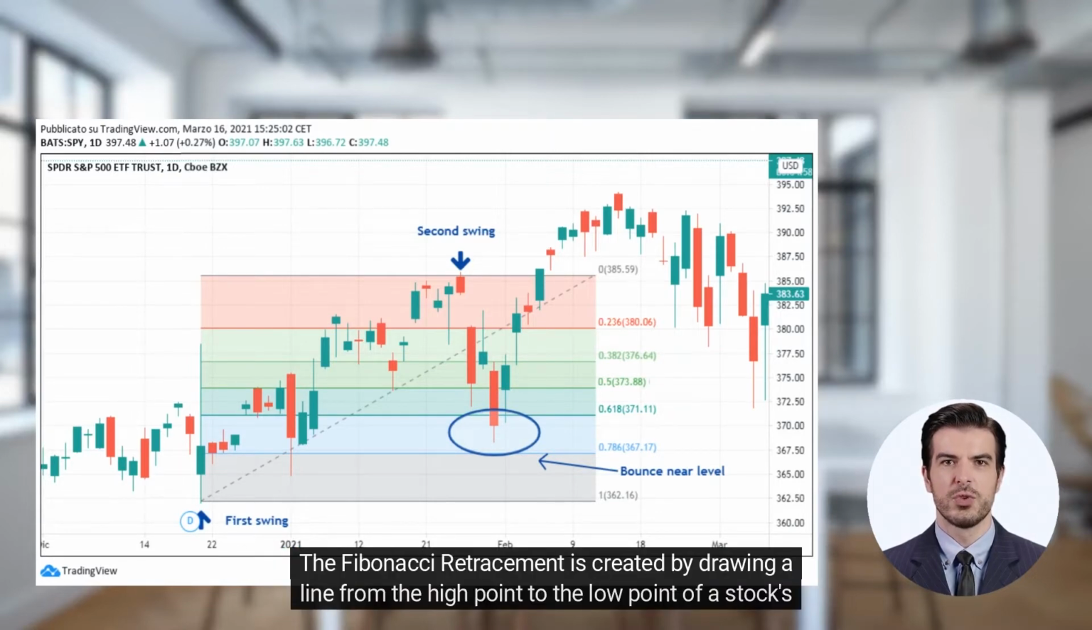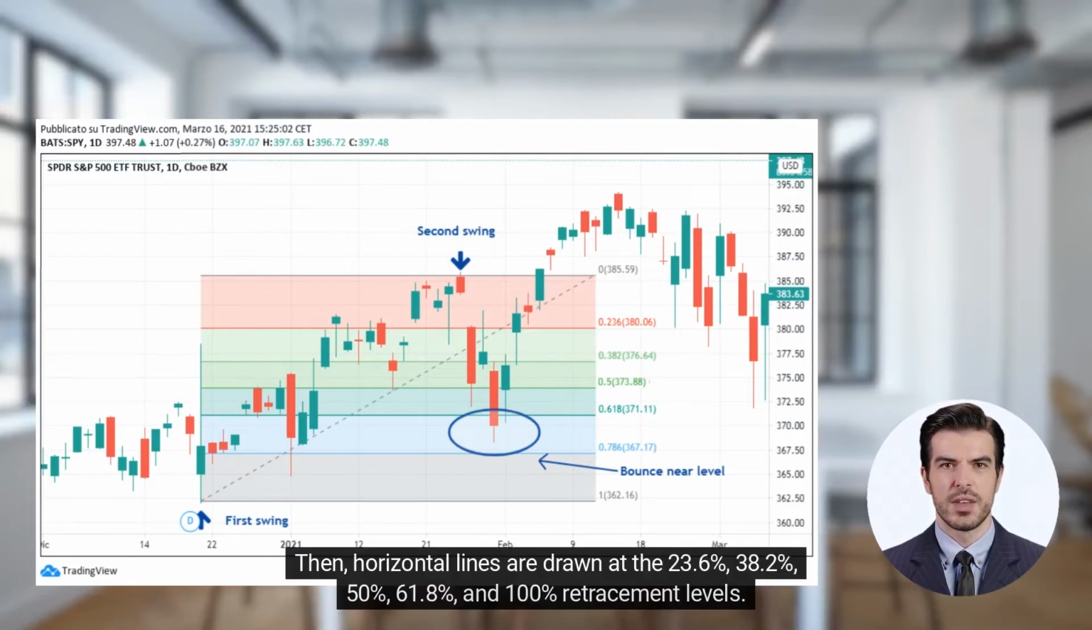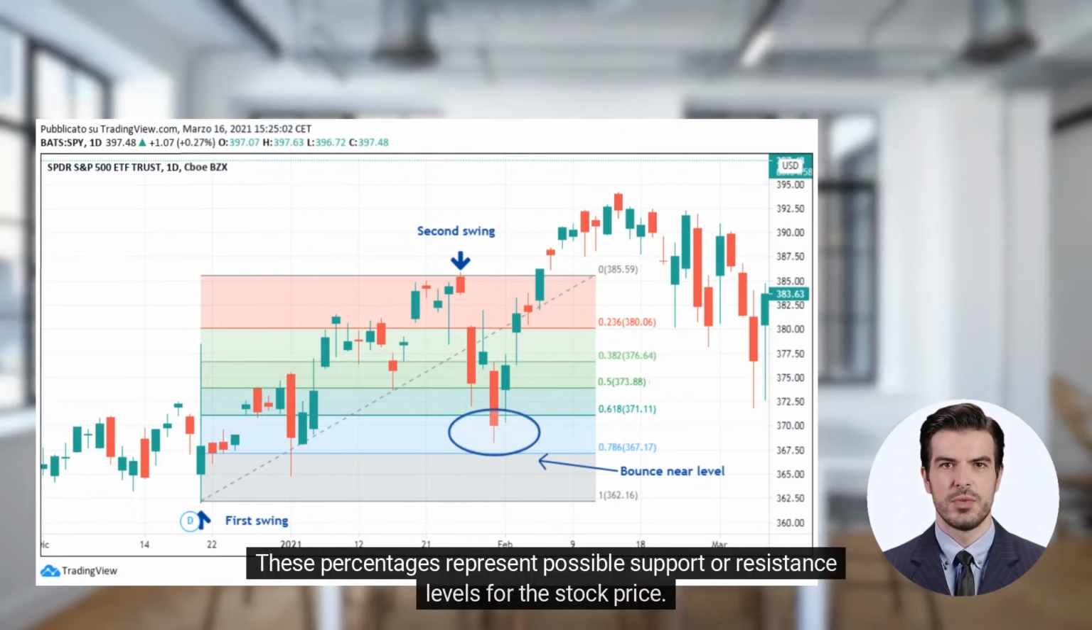The Fibonacci retracement is created by drawing a line from the high point to the low point of a stock's price movement. Then, horizontal lines are drawn at the 23.6%, 38.2%, 50%, 61.8%, and 100% retracement levels. These percentages represent possible support or resistance levels for the stock price.